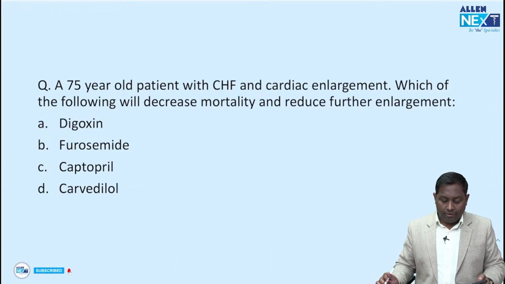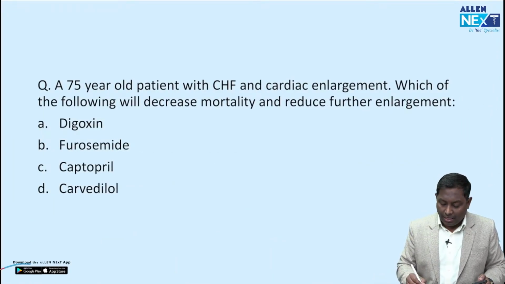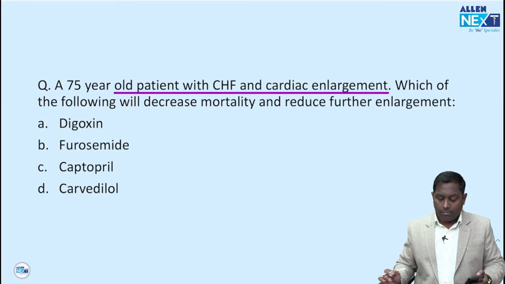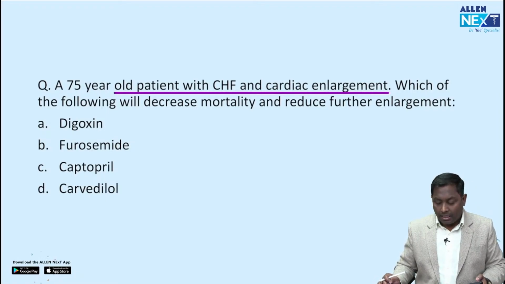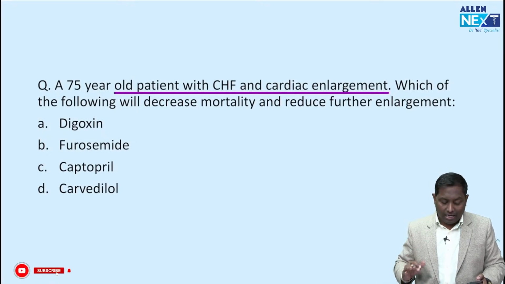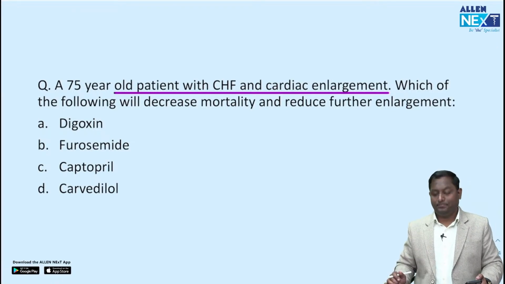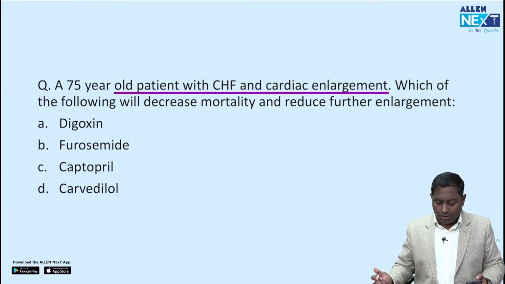We have a 75-year-old patient with congestive heart failure and cardiac enlargement. Please give me a quick feedback. Was there a question about a patient having congestive heart failure and cardiac enlargement? Which of the following will decrease the mortality and reduce the further enlargement? Was the language something like this, or something else? Options are digoxin, furosemide, captopril, carvedilol. A 75-year-old patient, congestive heart failure.